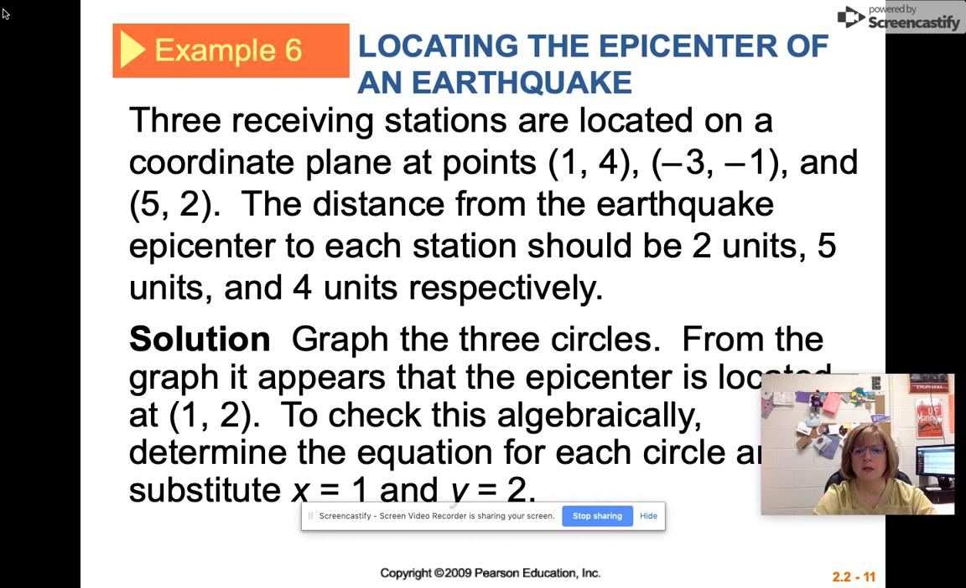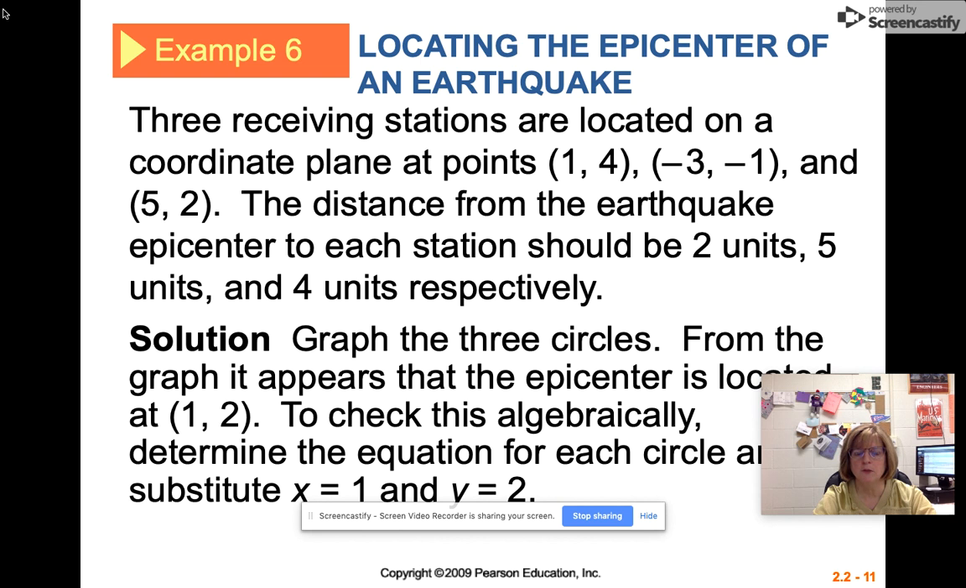So one station is located at the point 1, 4. It determined that the epicenter was 2 units away. A second station is located at the point -3, -1. According to their data, the earthquake's epicenter was 5 units away. And the third station is located at 5, 2, and their data indicated the epicenter was 4 units away.